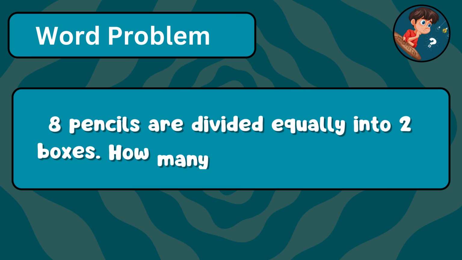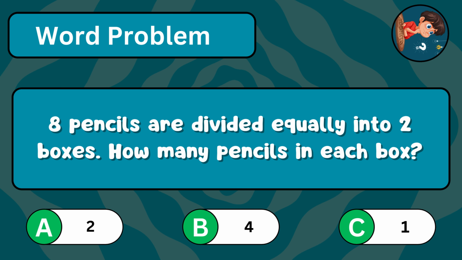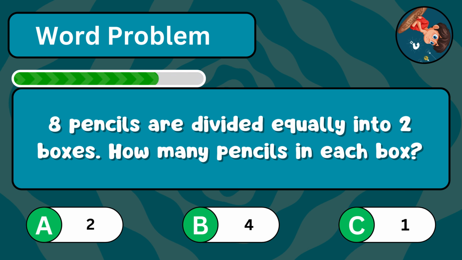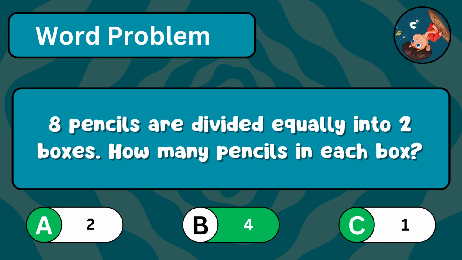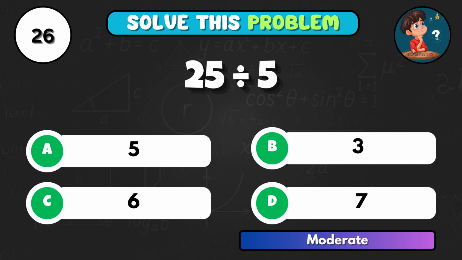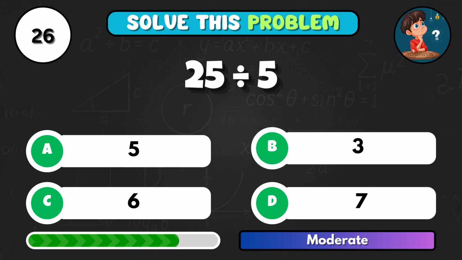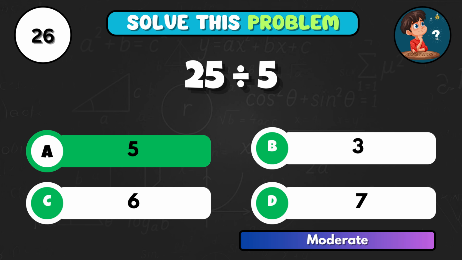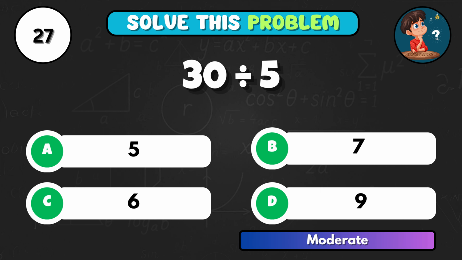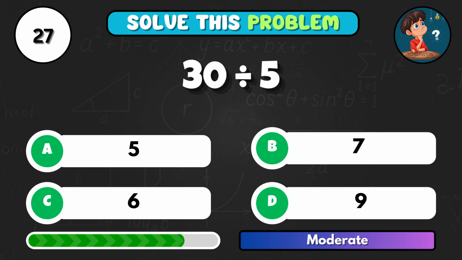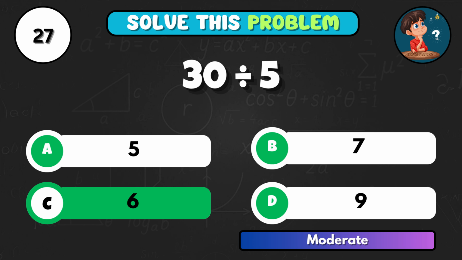Word problem. 8 pencils are divided equally into 2 boxes. How many pencils are in each box? 25 divided by 5 is equal to... The correct option is A, 5. What happens if you divide 30 by 5? That comes to C, 6.